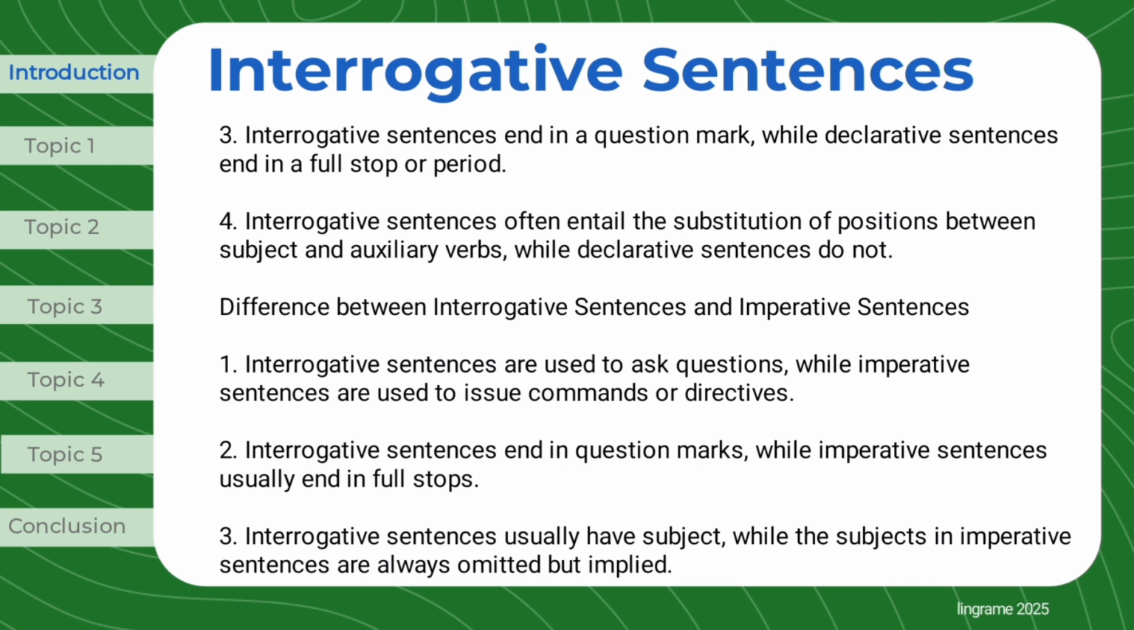Difference between interrogative sentences and imperative sentences. Interrogative sentences are used to ask questions, while imperative sentences are used to issue commands or directives. Interrogative sentences end in question marks, while imperative sentences usually end in full stops. Interrogative sentences usually have subjects, while the subjects in imperative sentences are always omitted but implied.